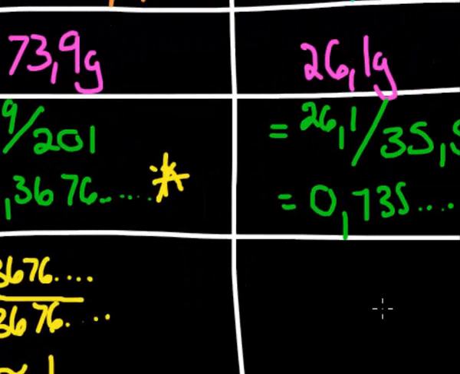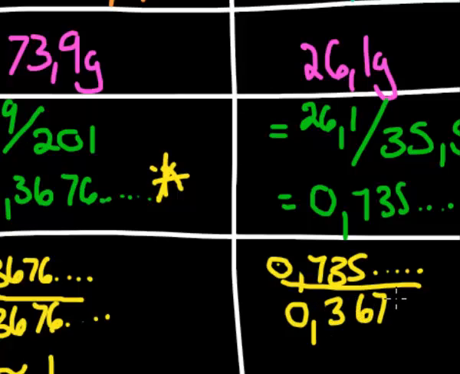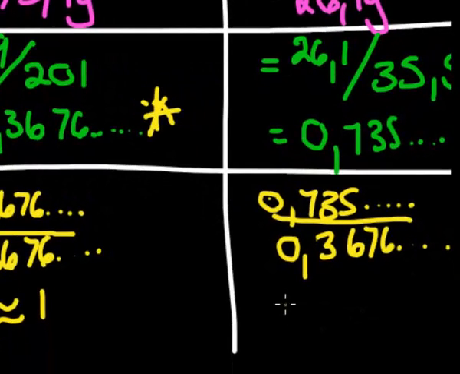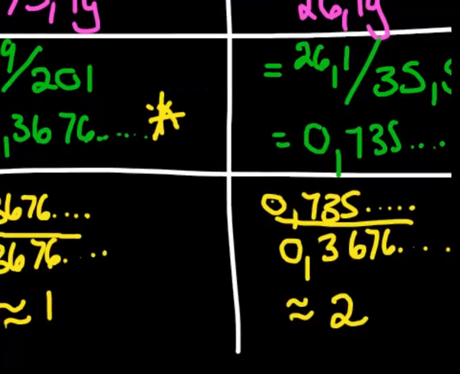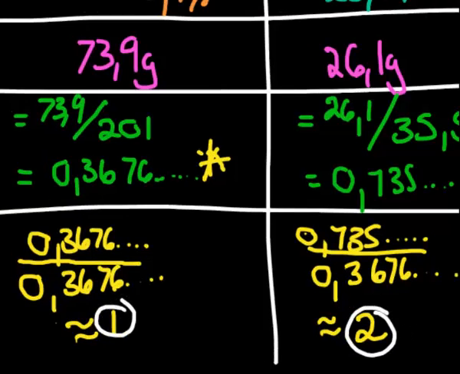If I go and look at my chlorine, I'll take my value for chlorine, which is 0.735 with all its decimal places, divided by the mercury's mole number, because that's the smallest mole number according to us, and that ends up giving us a value of 2. Now in these cases, we've rounded the values off to the nearest whole number. So that means I'm going to find 1 mercury compared to 2 chlorine atoms every time.